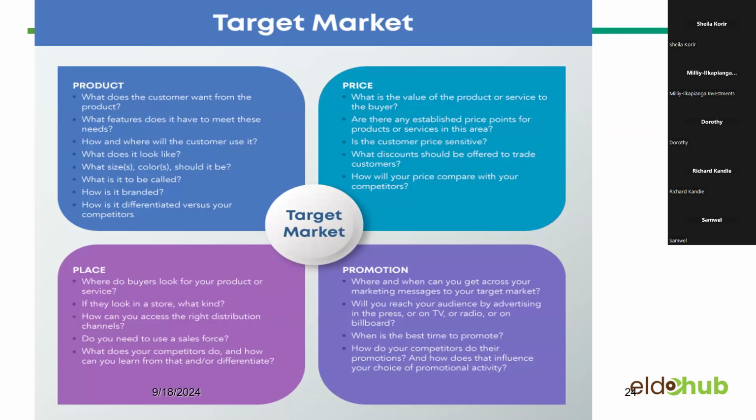Wamesema for the product, ask yourself, what does the customer want from your product? When it comes to the price, what is the value that your product is giving to the buyer? And for place, ask yourself, where do customers look for your product or services? For example, I had Happy Music say most people are on Facebook, and then when they come to Eldoret, they remember, okay, I know Happy Music is from Eldoret. So they got your message through Facebook or social media. So that's how your customers hear about your product.